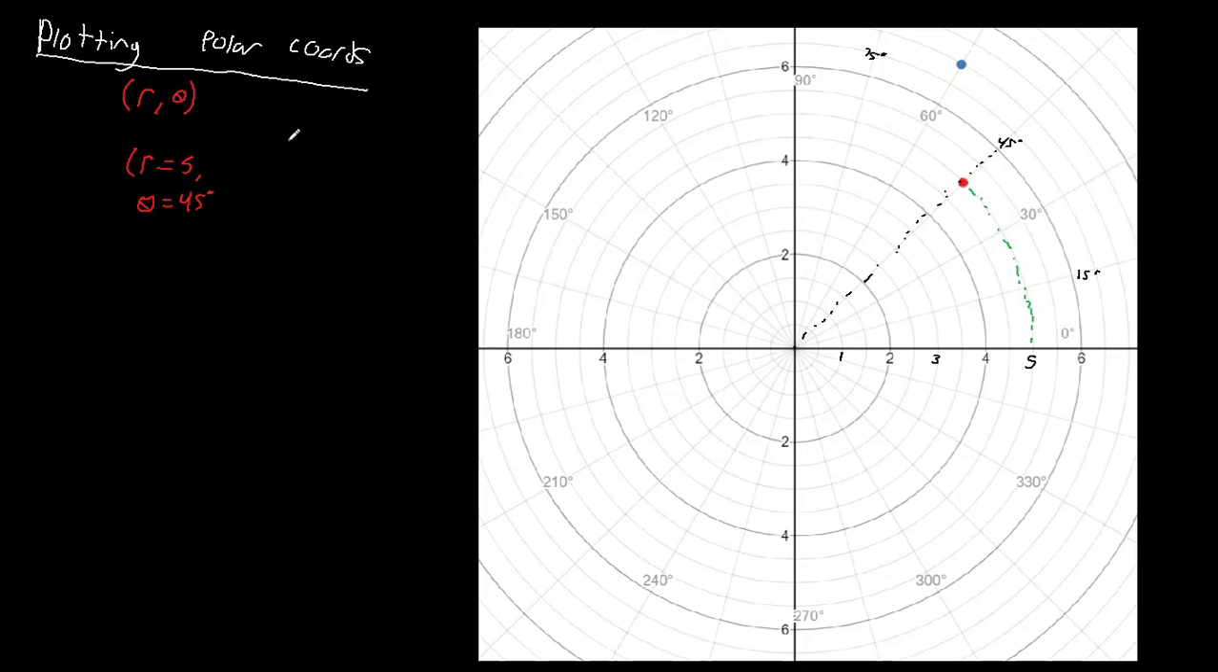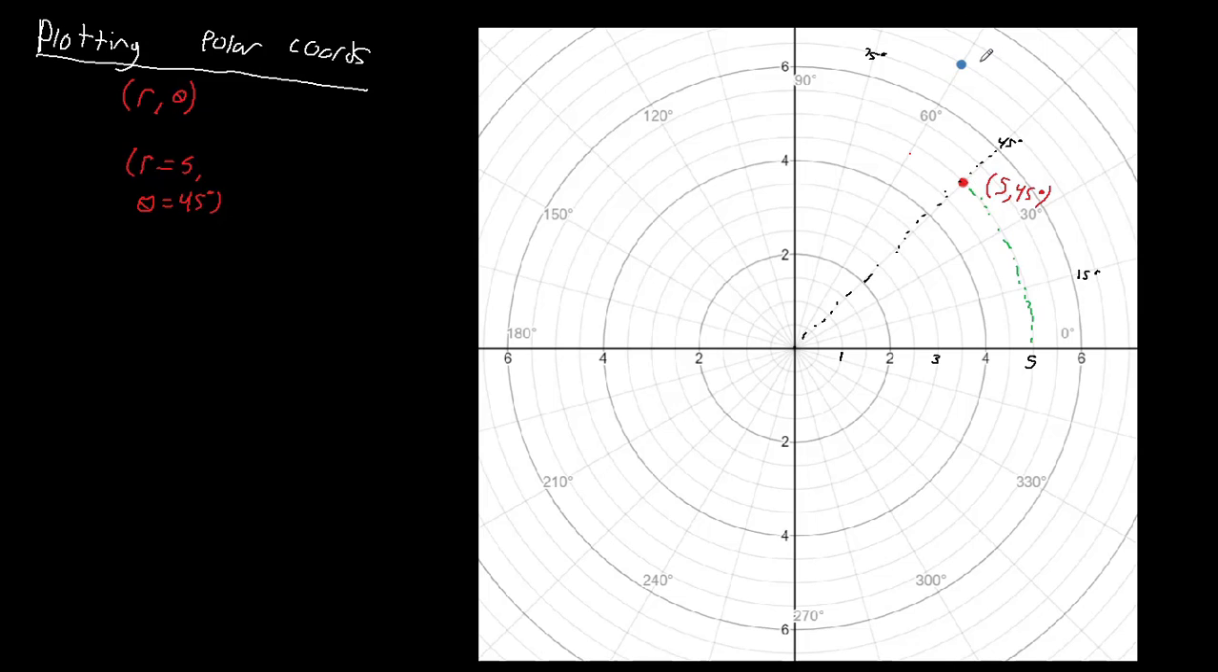So just to recap here, this point right here, and let me do it over here, is going to have a value of 5, 45 degrees. That's the polar coordinate of this point right here.